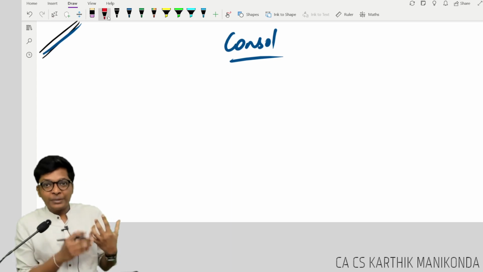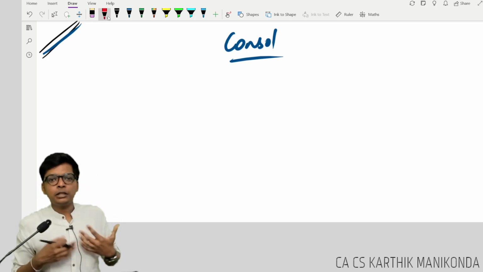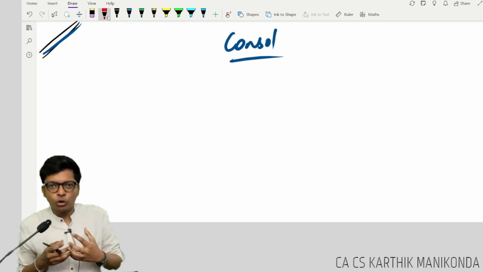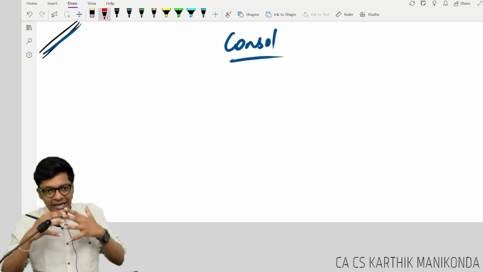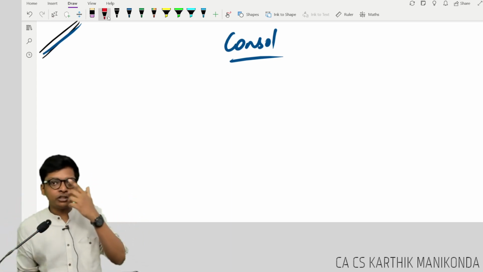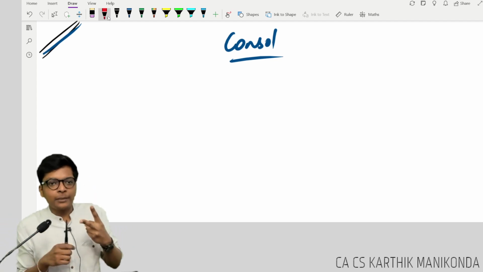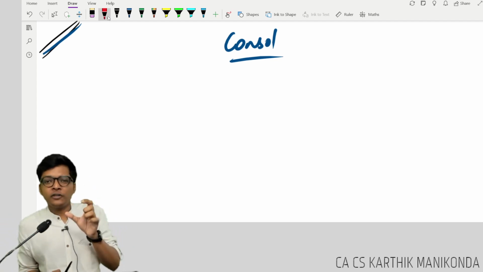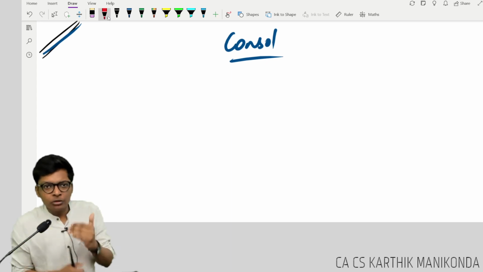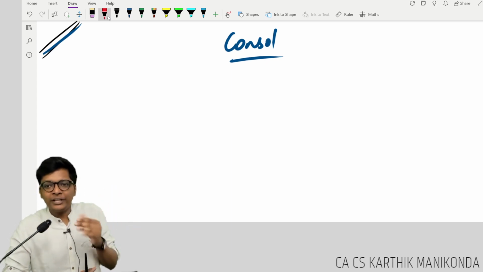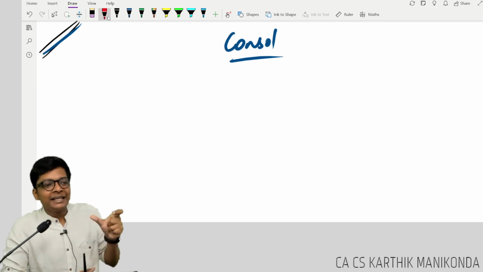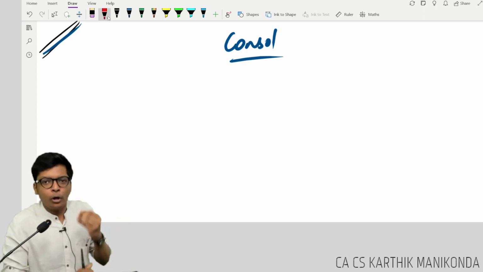To continue from the previous class, we discussed a lot of examples, and in the end I told you consolidation is nothing but line by line addition subject to computation of two things. One is computation of cost of control or goodwill, you can interchangeably use, or capital reserve, and computation of minority interest. And we did one small illustration.